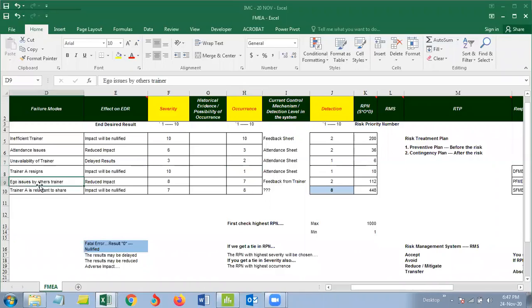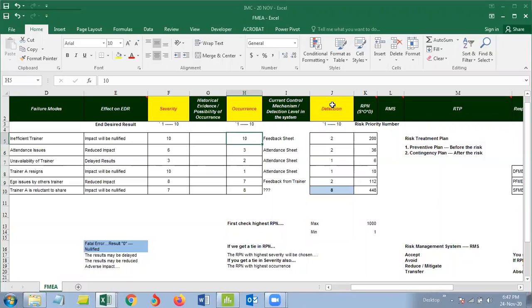See, these ego issues: when I have a problem with you, I'll always have a problem. We don't gel together. Bottom line, occurrence of this failure will be high. Ego issues will always be there. Clashes will be there. If I don't want to share information, I don't want to share. So it's just about how frequently this failure can happen on a scale of 1 to 10. 1 is rarely happening. 10 is very frequently happening.